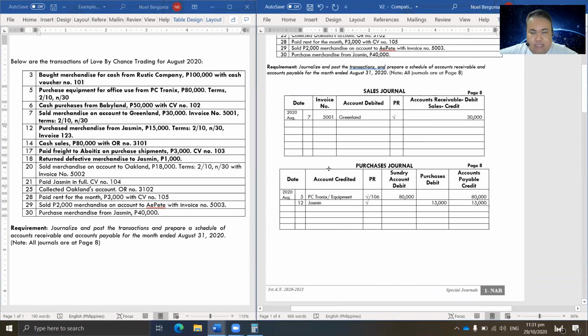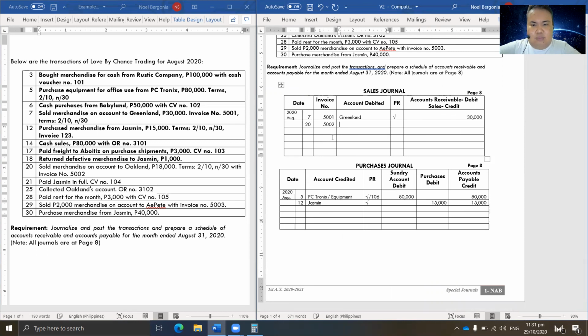So, ayan. Ito po ang ating sales journal. So, we have on the 20th. Okay? What's the invoice number? 5002. Okay? So, we have Auckland as our customer. PR, mamaya pag na-post na saan ulit, subsidiary ledger. Okay, and then we have magkano? Amounting to 18,000. Okay, so saan tayo pupunta?